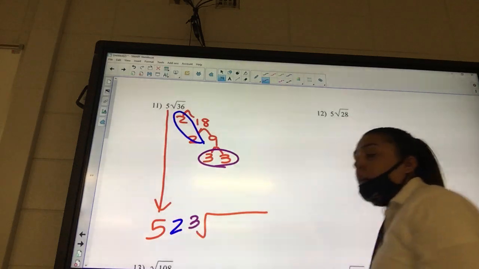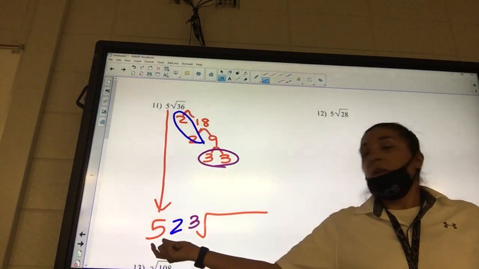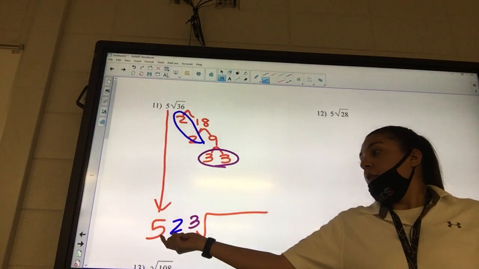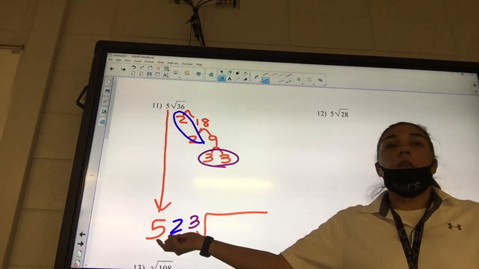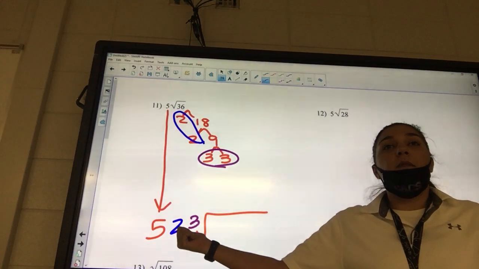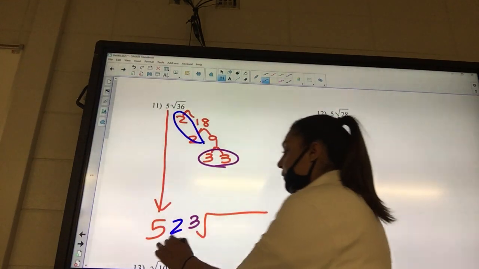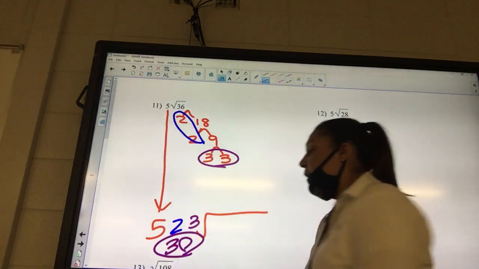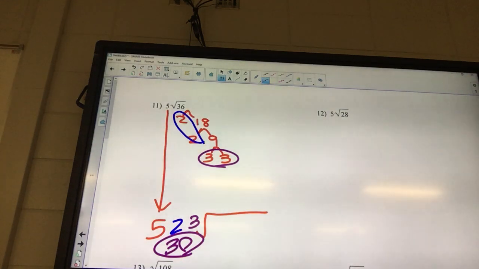30. Listen, 5 times 2 is 10, times 3 is 30. So your answer is just going to be 30, but if you want to put 30 and then still the house, you can. The square root house.